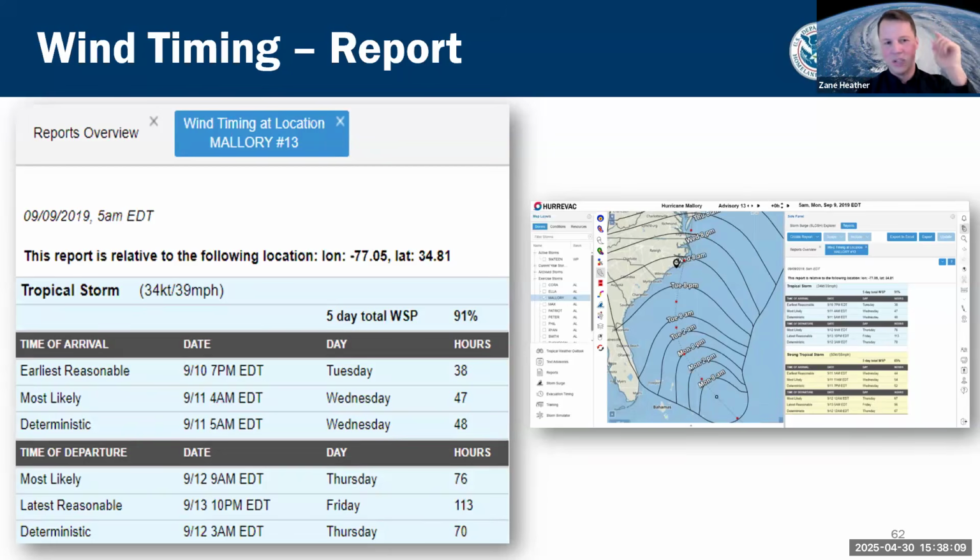Two critical things to point out: you've got time of arrival and time of departure. It tells you when those winds are going to arrive, with earliest reasonable, most likely, and deterministic, so three different planning factors to choose from, but also when those winds are going to depart. Again, most likely, latest reasonable, and deterministic, so you get that range. Why that's important is there's no other place that you can access time of departure information outside of HRVAC, because it is so specific to emergency management use.